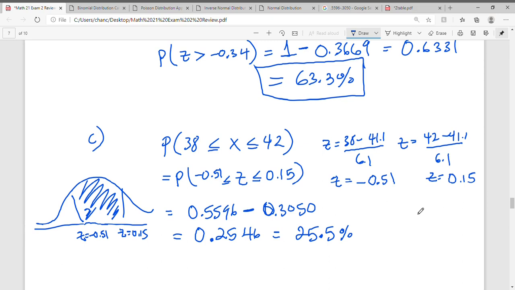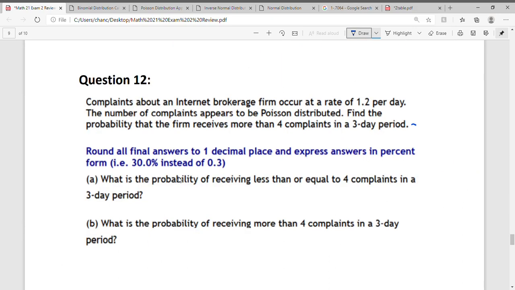Question 12. Complaints about an internet brokerage firm occur at a rate of 1.2 per day. The number of complaints appear to be Poisson distributed. Find the probability that the firm receives more than 4 complaints in a 3-day period. Part A. What is the probability of receiving less than or equal to 4 complaints in a 3-day period?